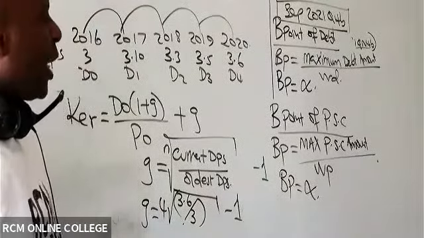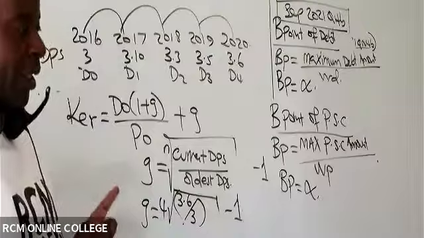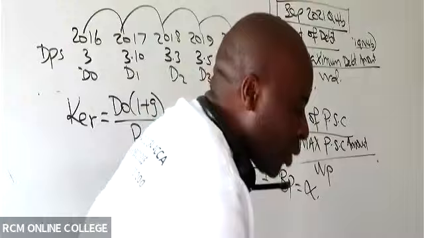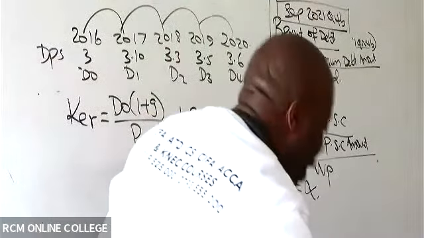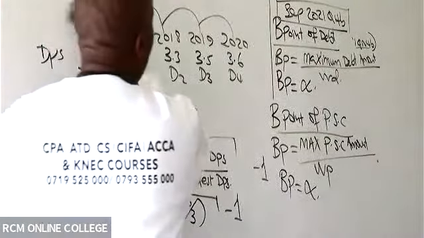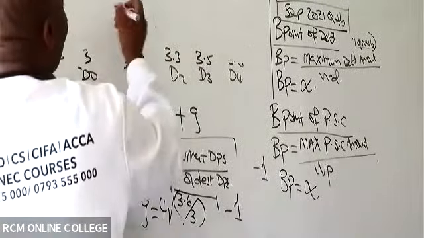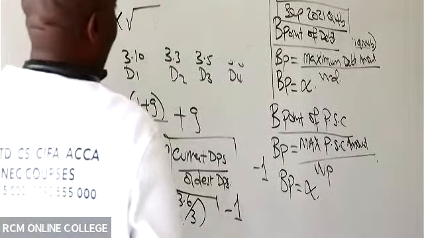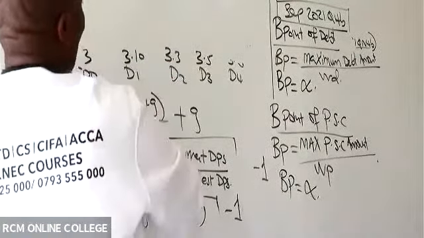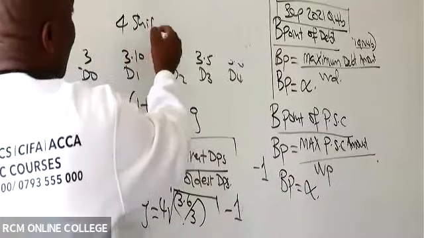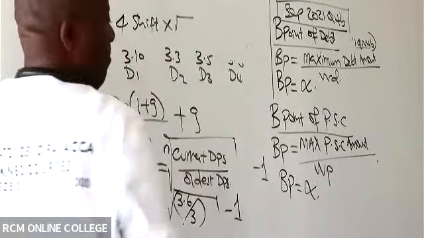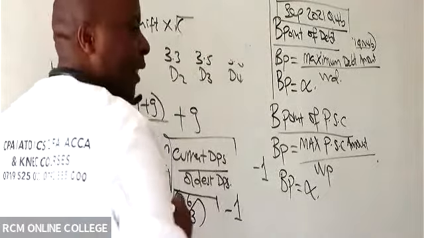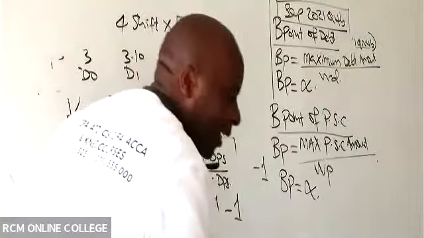In your calculator, you'll be able to see the x root. Please don't use the square root. Use the x root. So first of all, you say 4, and then you press shift until you see that the x root has come. Once it comes, you put this in brackets always.